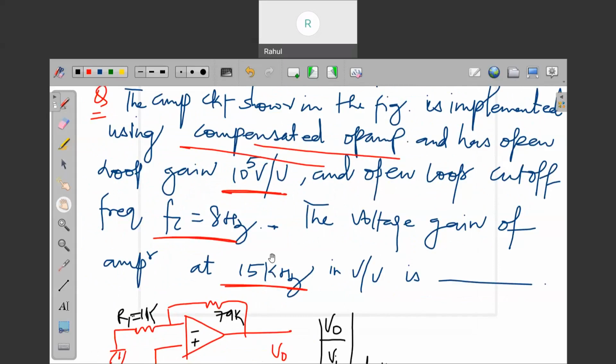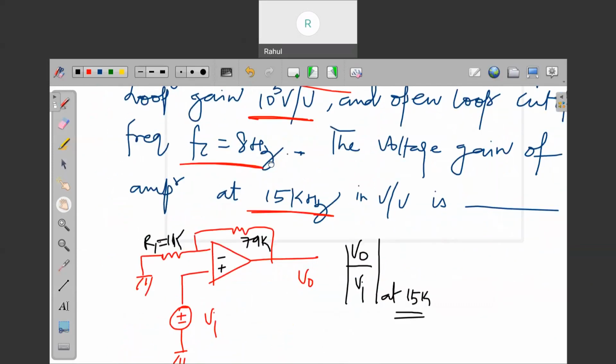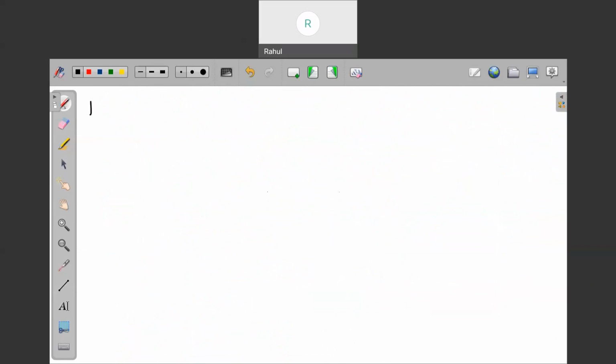So let us solve this question. We have got two methods for this. One method will be very straightforward. You can solve this question with the help of two methods. The first method we are going to talk about here is method number one.